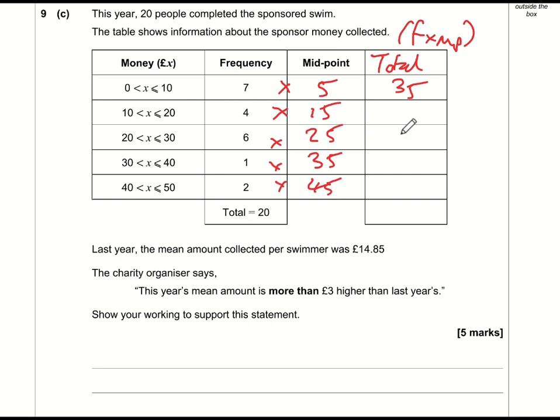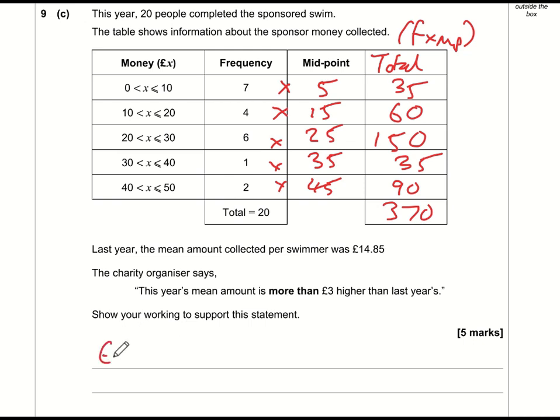I suppose it helps if you do understand why. Not the end of the world if you don't know, as long as you remember what to do. So that's 60, 6 25s are 150, 135 is 35 and 245s are 90. So the total raise is going to be all of these figures added together, and that comes to £370.